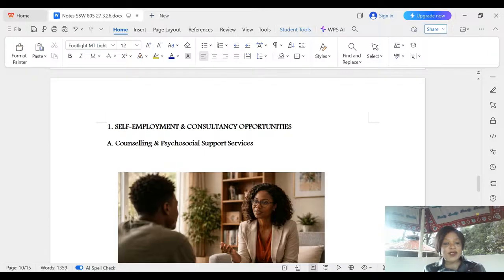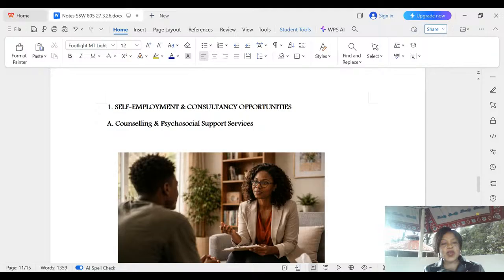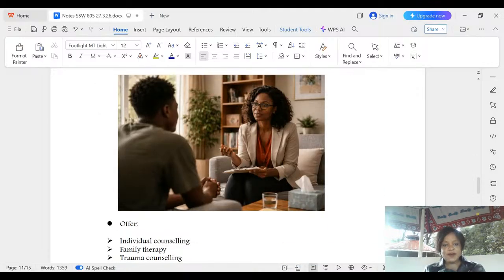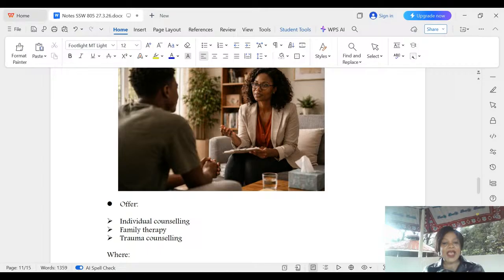So in self-employment and consultancy, you can be providing counseling and psychosocial support services. A lot of people in workplaces and in various organizations or institutions really need psychosocial support. So you can actually provide that and charge for it. I've just put a picture there on that. So you can offer individual counseling and just focus on that. You can also offer family therapy. You can focus on family therapy. You can focus on trauma counseling, or you can do all of these and more.